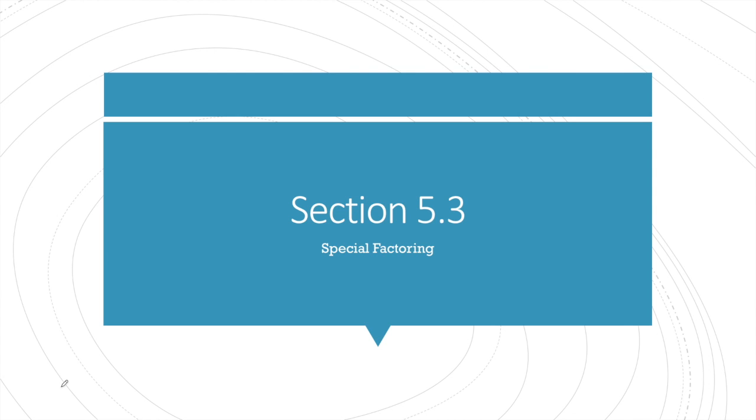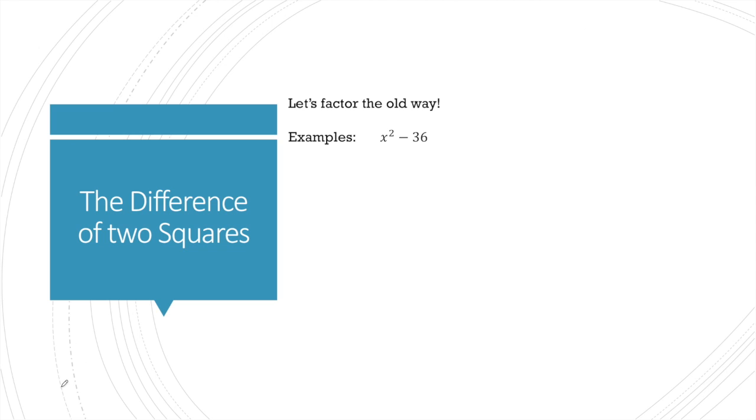All right, class, today we're going to cover section 5.3, which is all about special types of factoring. Here we have our first special type of factor. This we call a difference of two squares because I've got x squared and 36 is 6 squared.